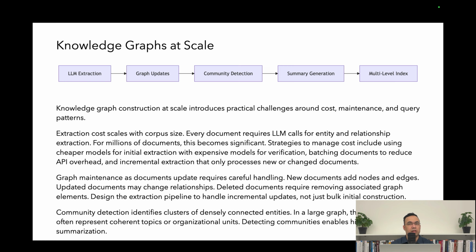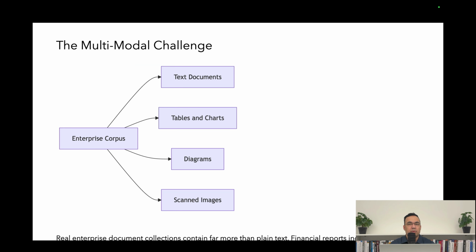Now, let's move to multi-modal RAG. Now, let's talk about extending RAG beyond text to handle visual content. Real enterprise document collections contain far more than plain text.